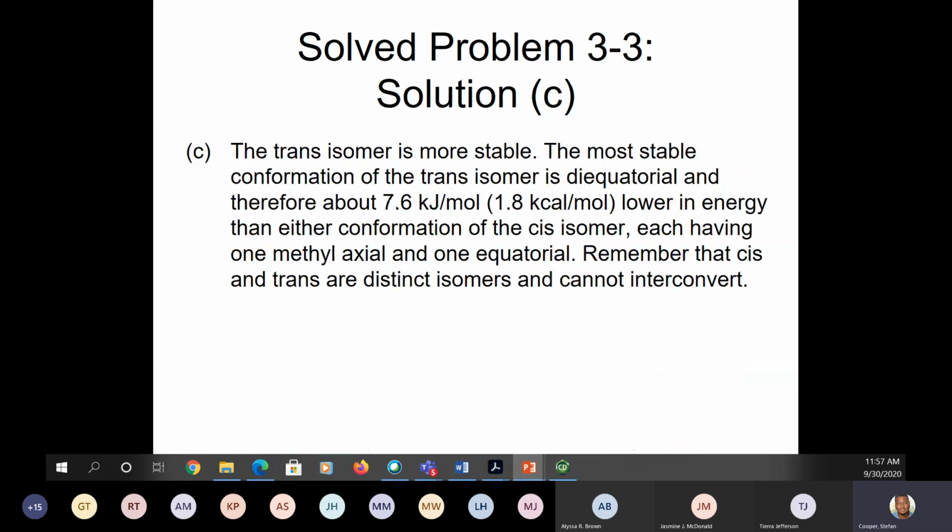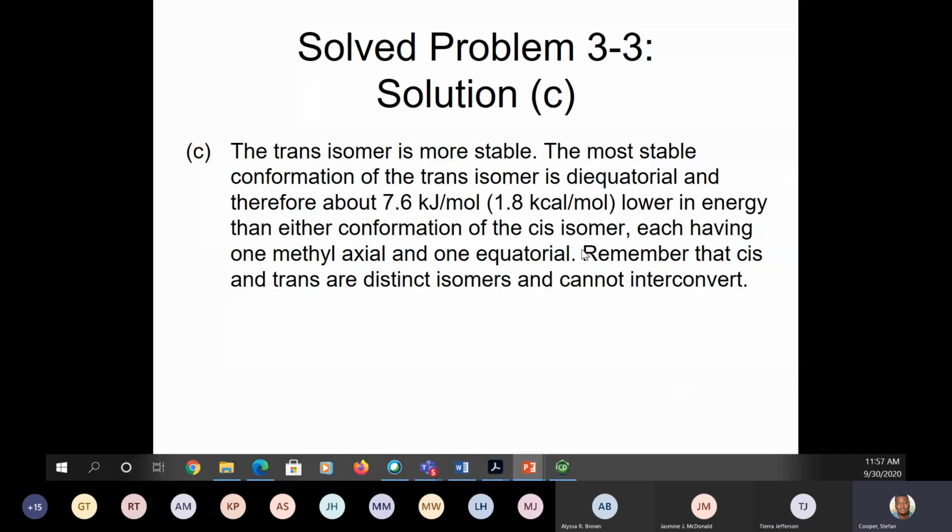The last part of this question is describing which of the two would be more stable. All right, we realize that the trans would be the most stable, because it allows the opportunity to put two substituents equatorial, whereas the cis would have at least one equatorial and the other one axial. Any questions with that so far?